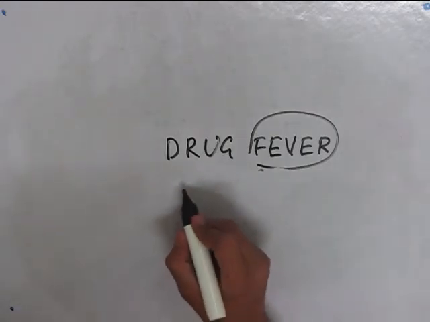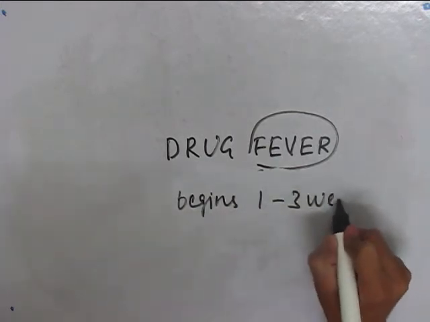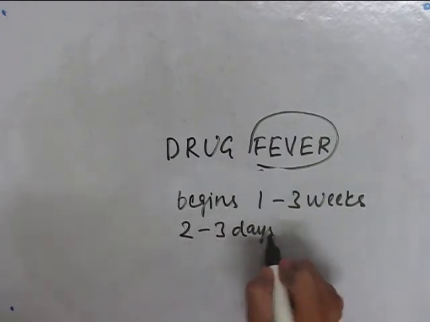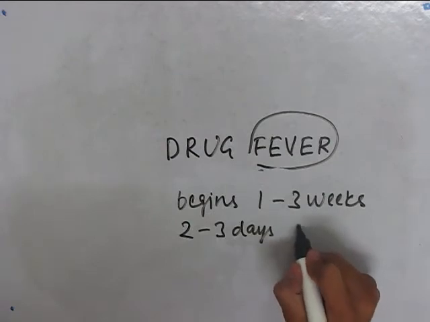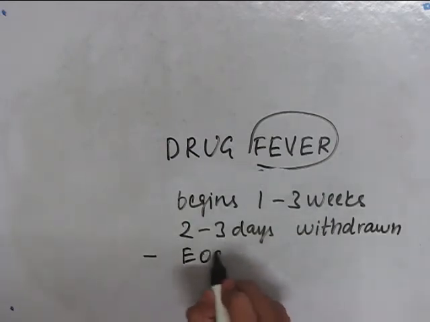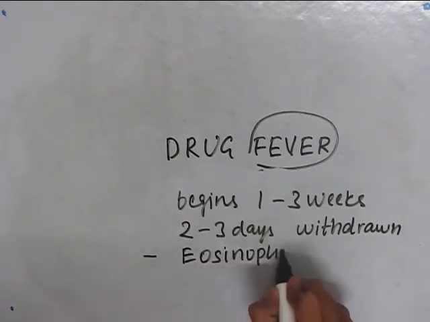The drug fever usually begins about 1 to 3 weeks after the drug intake and it persists for about 2 to 3 days even after the drug is withdrawn. And it may also be associated with eosinophilia, that is, increase in eosinophilic count.